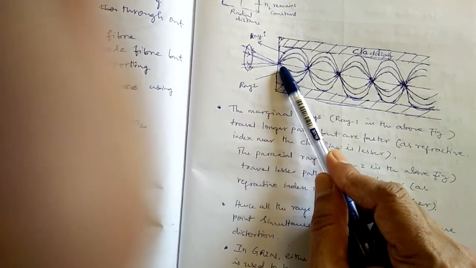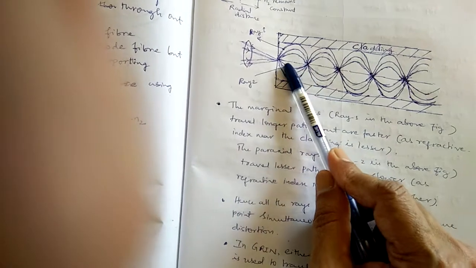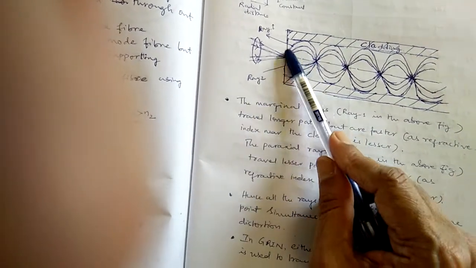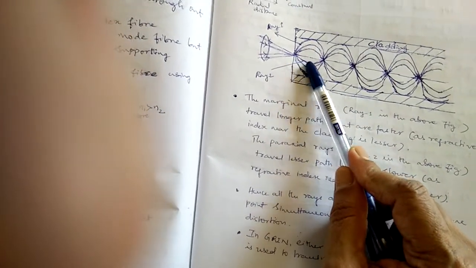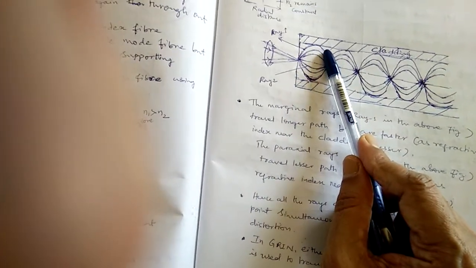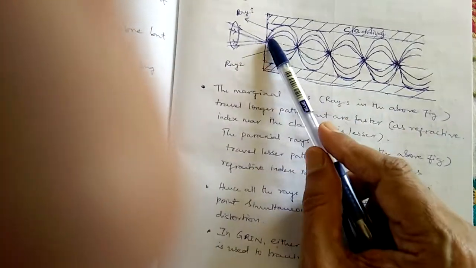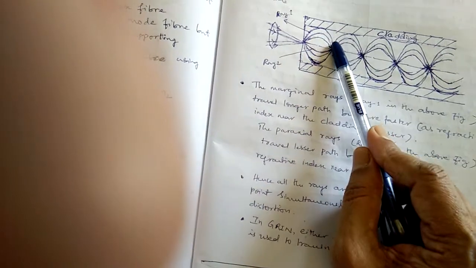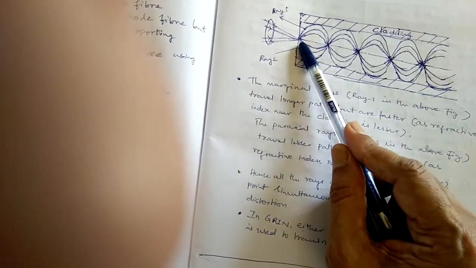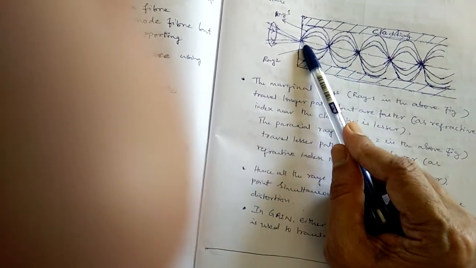So why is it traversing a shorter path here? Because here it is denser compared to this. When light traverses in a denser medium, it moves slowly. Ray 1 is in the rarer region, where it moves faster, hence it traverses a longer path. Here it is denser, it travels slower, so it traverses a shorter path.